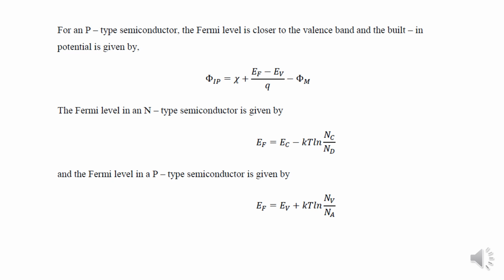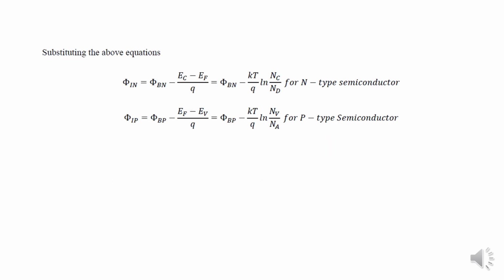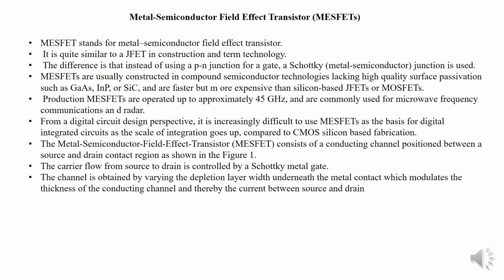For the p-type semiconductor, the Fermi level is closer to the valence band, and the built-in potential is given by phi p equal to this equation, and the Fermi level in the n-type semiconductor is given by this equation, and the Fermi level in the p-type semiconductor is given by EFP equal to EV plus kT into ln of NV by NA. Substituting the above equation, we are getting the Fermi level for n-type, and this is for p-type semiconductor.